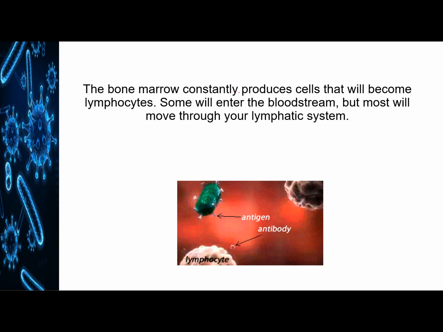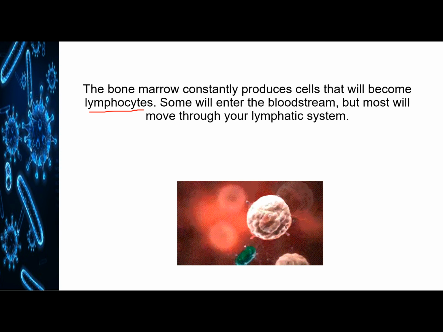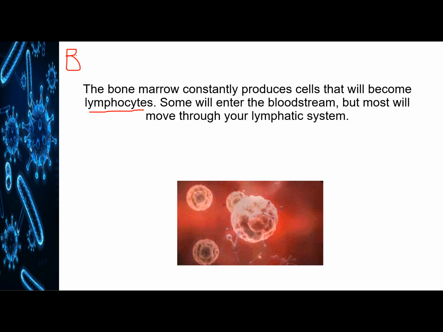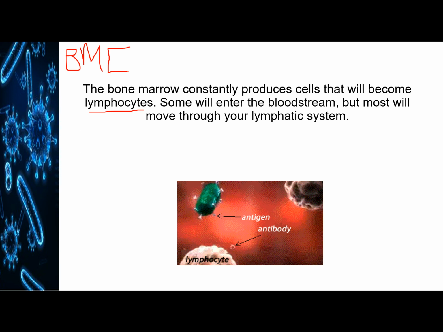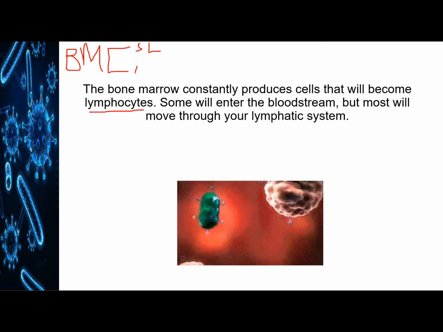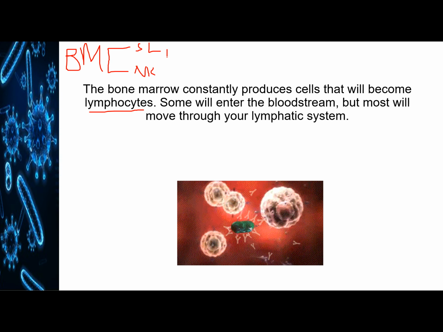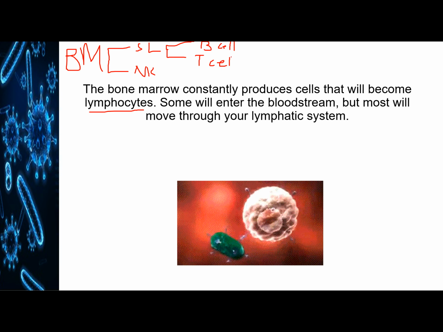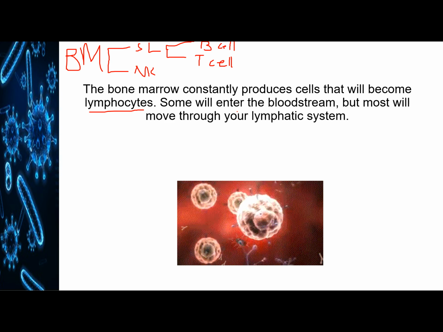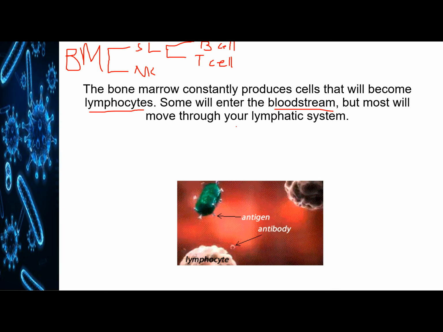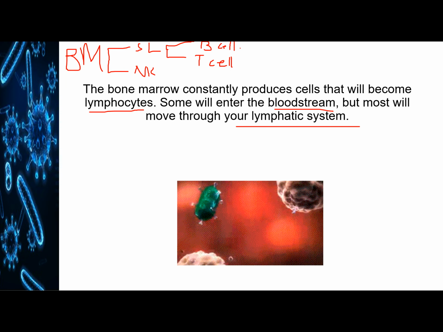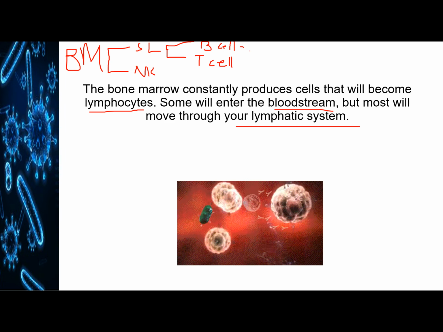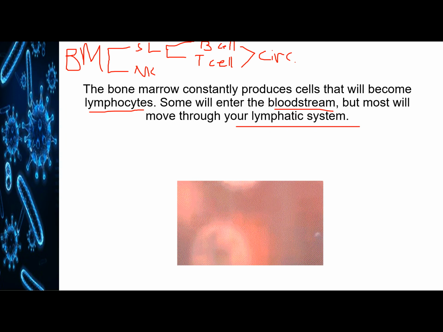So let's begin. Please take note, class, that the bone marrow constantly produces cells that will become your lymphocytes. If you still remember, the bone marrow produces two types of lymphocytes: the small lymphocyte and your NK cell. The small lymphocyte would either become your B cell by staying in the bone marrow, or it would become a T cell by going to the thymus. Some will enter the bloodstream, but most will move through your lymphatic system. Both of these classes would go to your circulation.